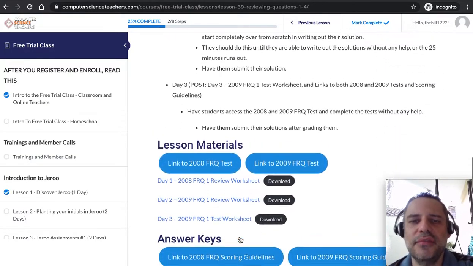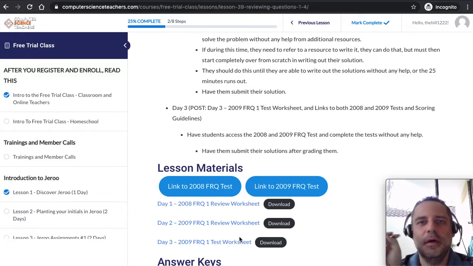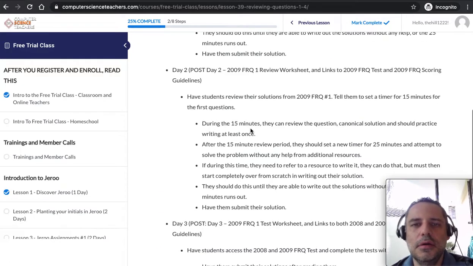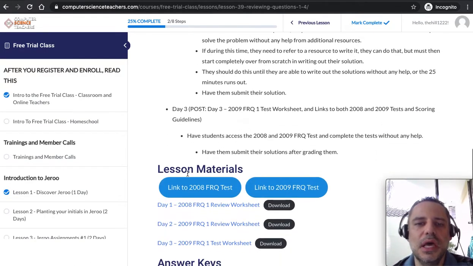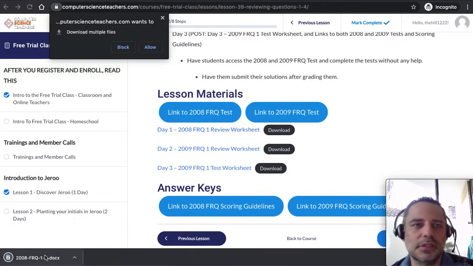So here's what you would post. It's 3 different days of classes that you can post for this week. The first day is the 2008 FRQ1 question. What you're going to do is post the link to the test, post the link to the scoring guidelines, and post the 2008 FRQ number 1 review worksheet. I'm going to open that up so you can see what that looks like.